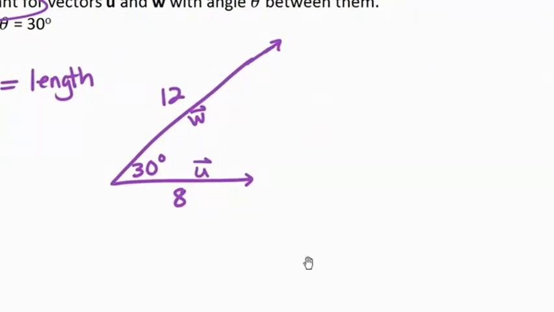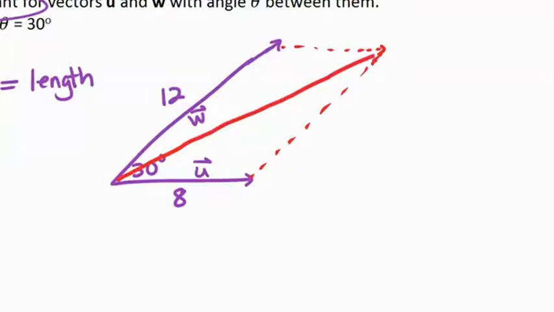So remember, an easy way to find the resultant, you could take this vector and move it over here. We can complete the parallelogram. So completing the parallelogram shows us the resultant vector. So this vector is the resultant. In the next problem, you're actually going to find the magnitude of that resultant.